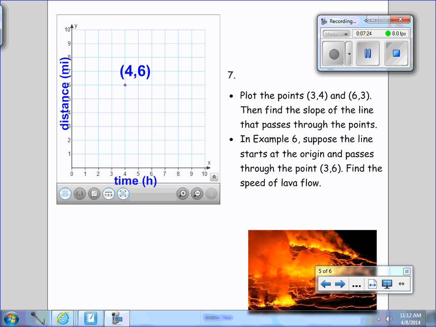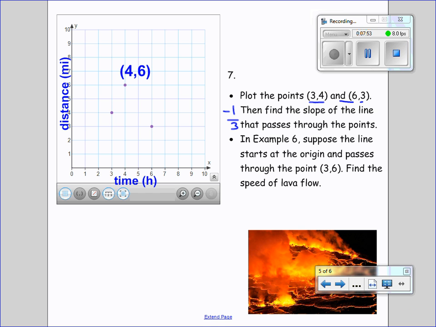Okay, in our next example, we are going to plot the points 3, 4, 6, and 3. Then we're going to find the slope of the line that passes through the points. So that's the first bullet that we're going to do. So I'm going to ask you on your notes to plot 3, 4, 6, 3, and we're going to determine what the slope is of those 2 points. So from these 2 points, you rose 1, you ran a -1, 2, 3. So the slope of these 2 points would be -1/3.